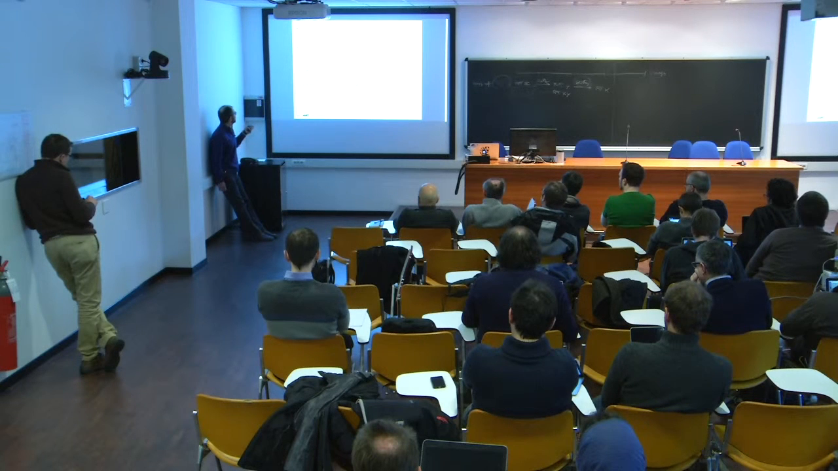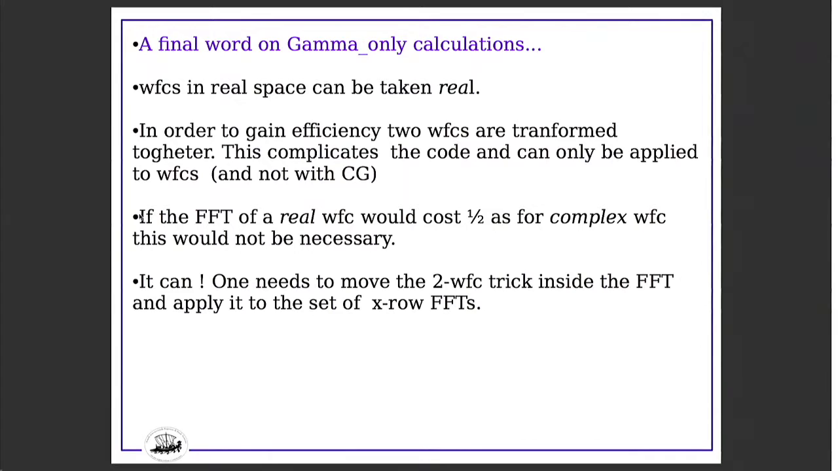Okay, so this is true, that we don't want to lose this advantage. But if doing the FFT of a real function would cost half of doing the FFT of a complex function, then we don't need that. We simply pay half. We do each wave function one at a time, and the code would be much simpler.